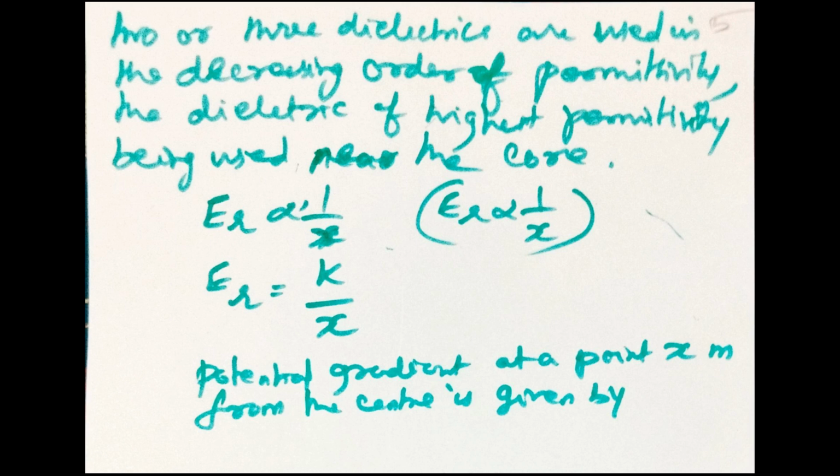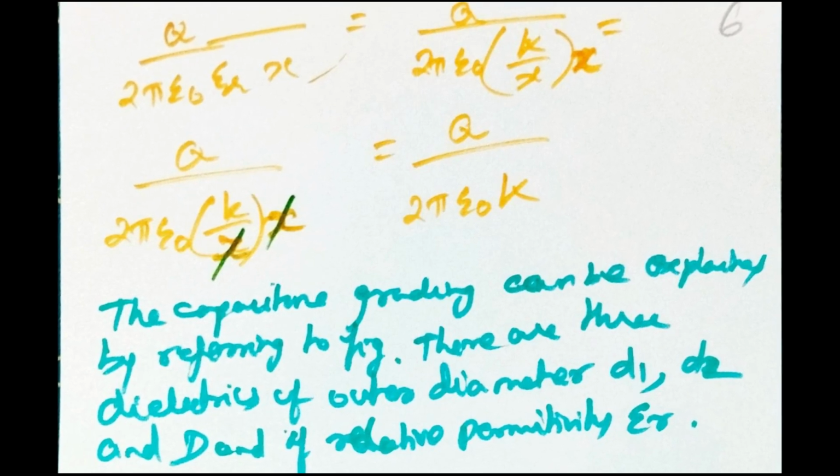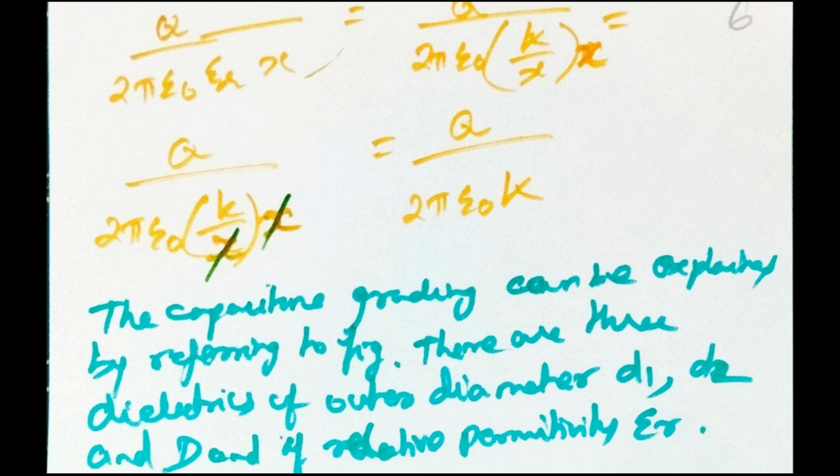The capacitance grading can be explained by referring to the figure. There are 3 dielectrics of outer diameters d1, d2 and capital D, and of relative permittivities epsilon r1, epsilon r2 and epsilon r3. The potential difference between the core and lead sheath, that is earth, is given by capital V, which is equal to V1 plus V2 plus V3. The V formula is shown in the notes.